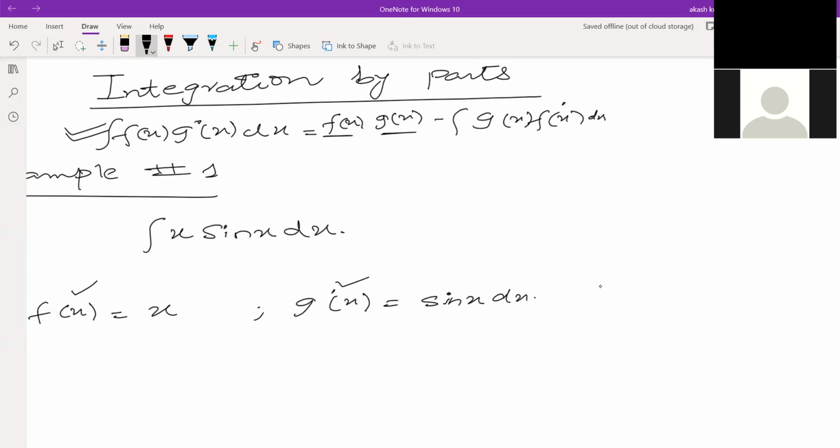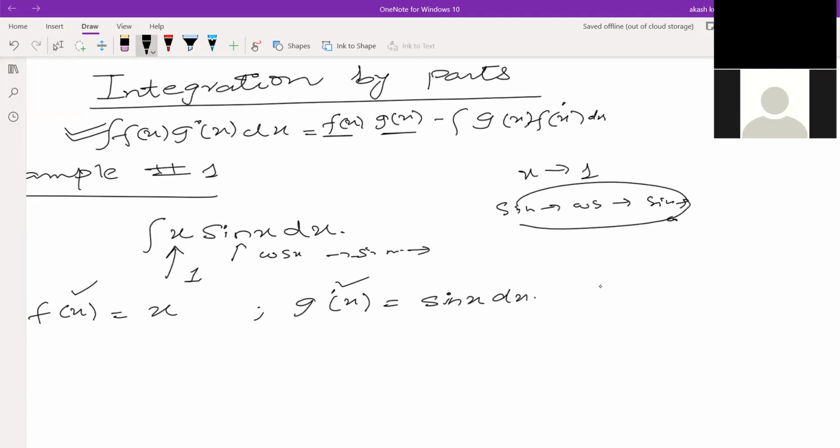Because if we differentiate f of x, that is x, we will be getting 1. If you differentiate sine x, we will be getting cos x. If you differentiate again, we will be getting minus sine x. So this is a repetitive function. The function sine x is never going to end. If we differentiate x, it becomes 1, so it is reducible. If you differentiate sine x, it's going to be cos, then sine again, then cos again. So it is a repetitive function.